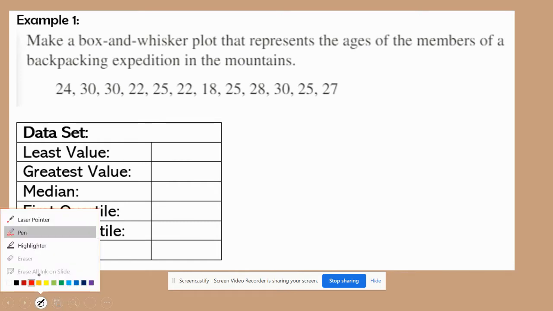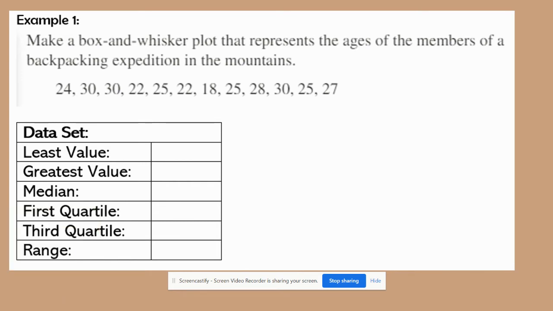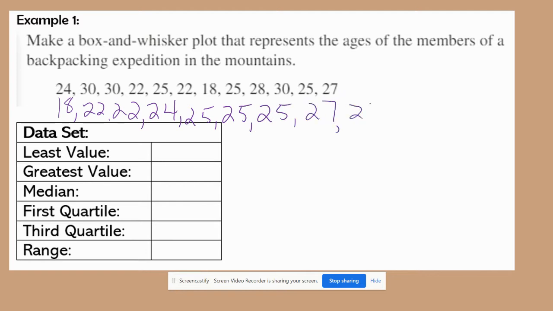I'm going to start with putting our data in order from least to greatest. We have 18, 22, 22, 24, 25, 25, 25, 27, 28, 30, 30, and 30.